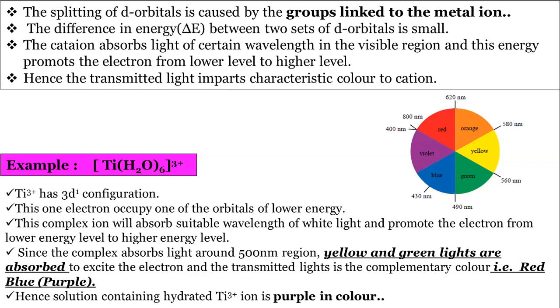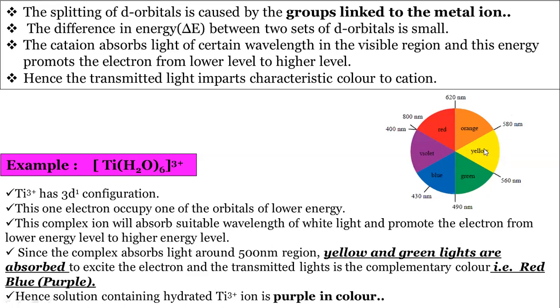So this promotion is due to the absorption of light from the visible region. This complex, [Ti(H2O)6]3+, absorbs light around the 500 nanometer region. This is a particular wavelength of the visible region. We can see the different visible regions shown. This is green and yellow light. So this complex absorbs green and yellow light, and these are the complementary colors.